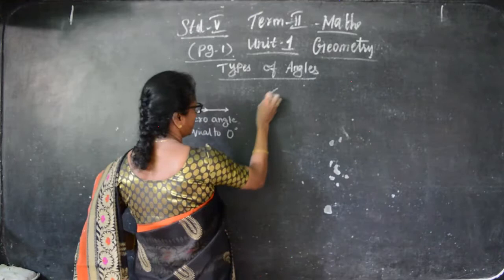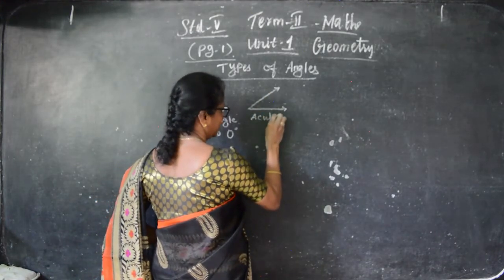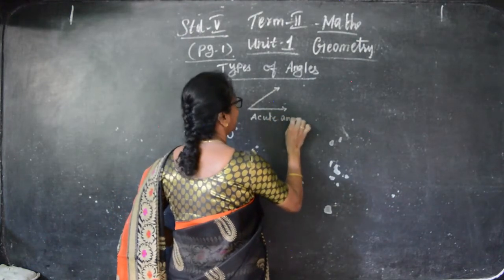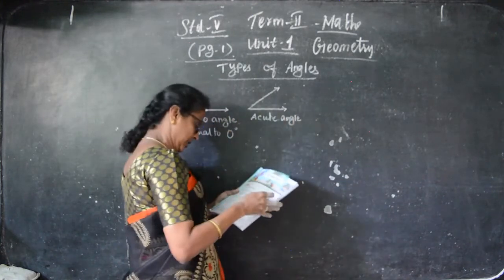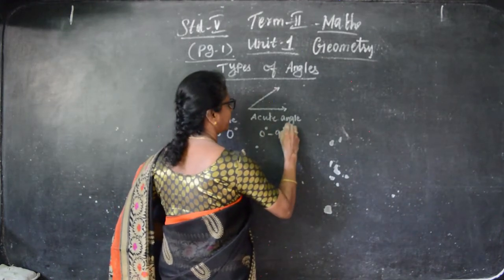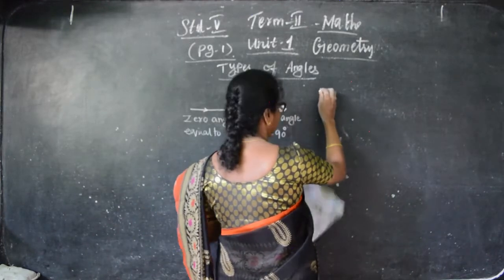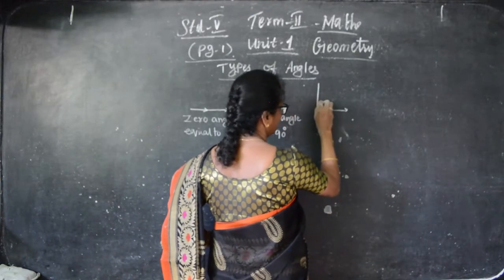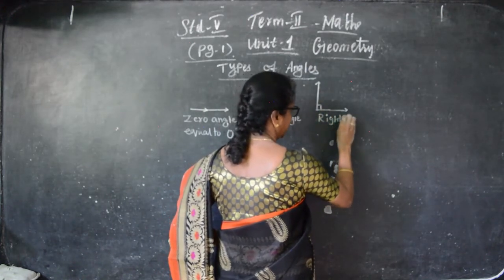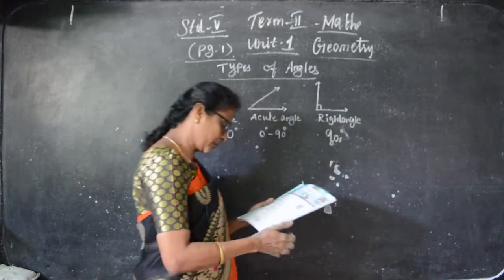And this is the acute angle. Chinnada, the mouth is opening in a small way. This is the acute angle between 0 degree to 90 degree. 0 to 90 degrees is the acute angle. And this one is the right angle, 90 degree. Straight, like an L, this is the right angle, 90 degree.